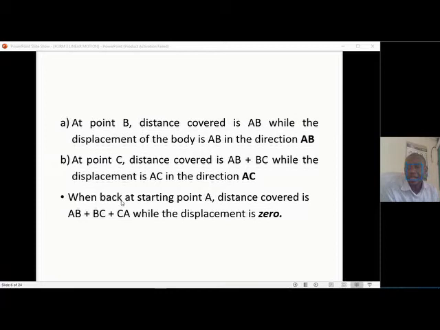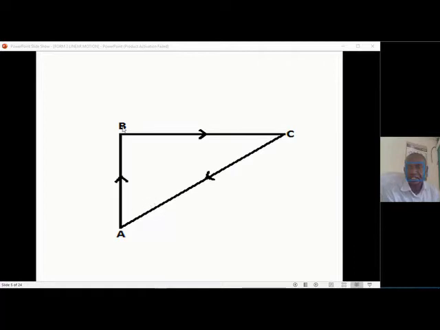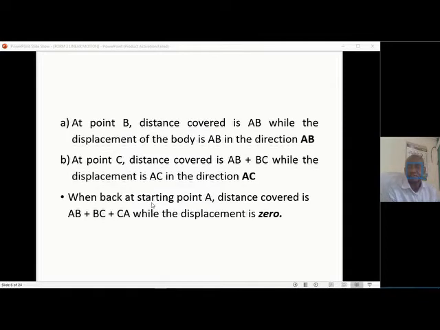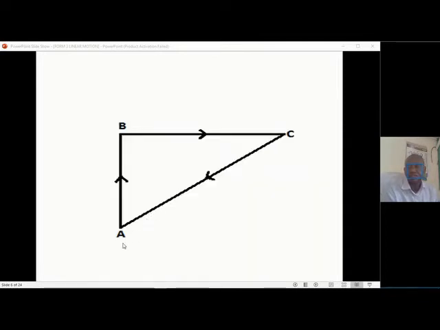When back at the starting point A, the distance covered is AB plus BC plus CA. That is the total distance covered. While displacement is 0 because it will be A to B, A to C, and then finally back to A. The displacement is 0 because this body moved A, B, C, then back to A. The total distance covered is A, B, C, and then C to A. But the total displacement, the body was here and it is still here, the total displacement is 0. But if it stopped at C, the displacement will be AC.